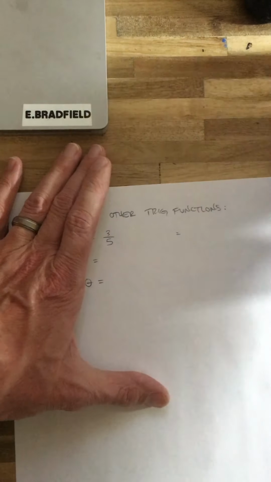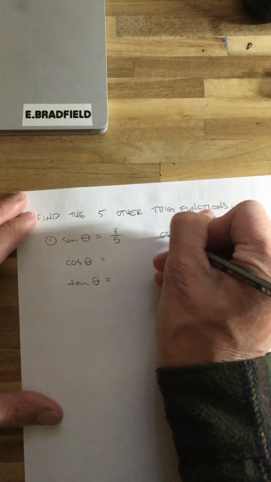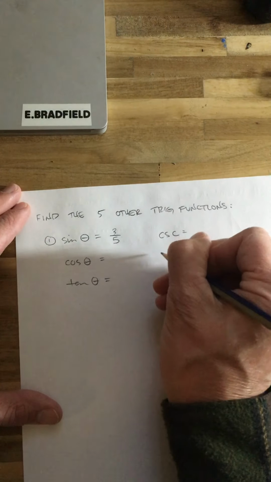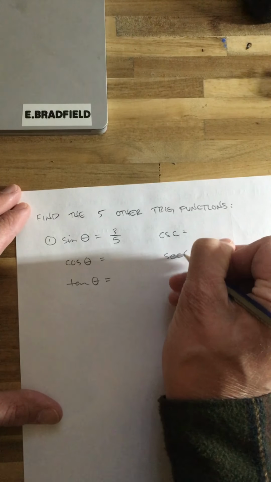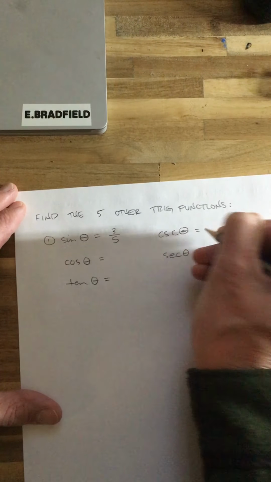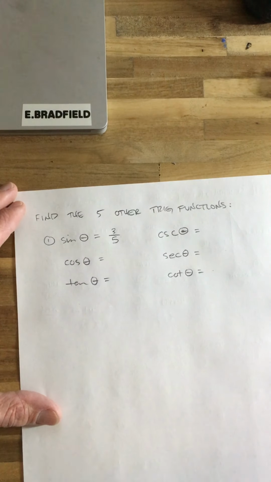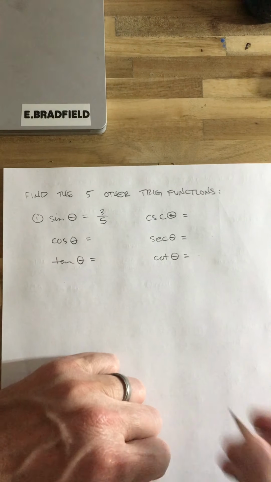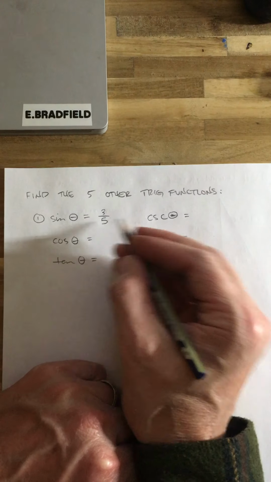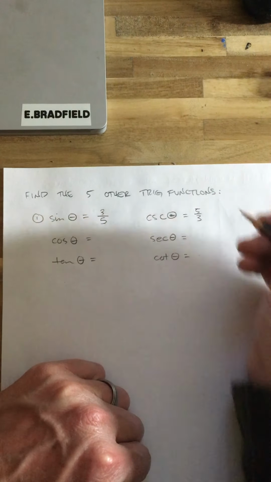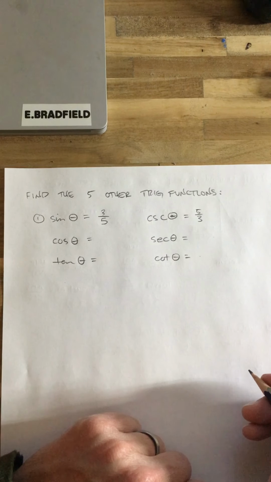The cosecant of theta, we know that one already. And then the secant of theta, and then the cotangent of theta. So now we can do the cosecant of theta, that's just the reciprocal, right? So that's 5/3. But for the rest of them, we need to figure it out.